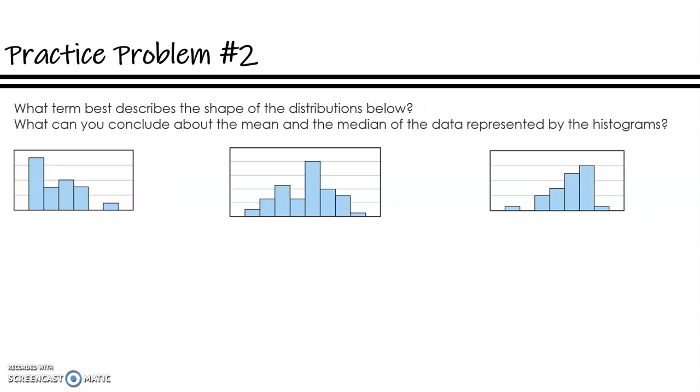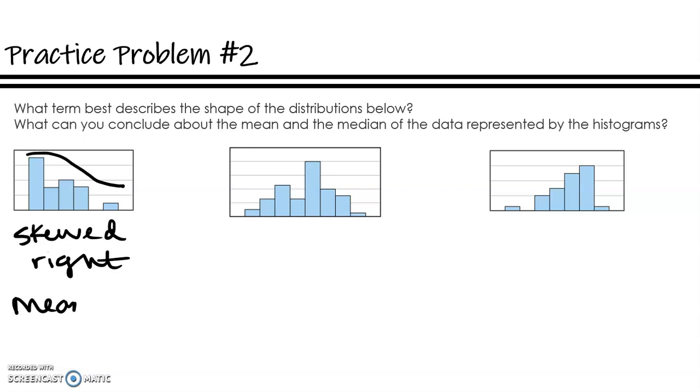Practice problem 2, what term best describes the shape below? What can you conclude about the mean and the median? So this right here, okay, it tails down to the right, so it is skewed right. Remember, that means that the mean is going to be greater than the median, okay? Because the values that are down to the right are higher, which means it's going to bring up your average.